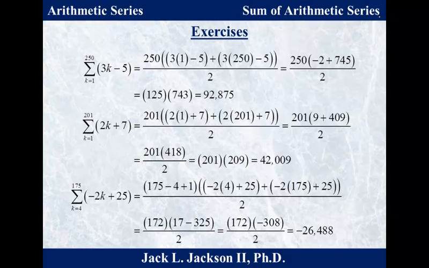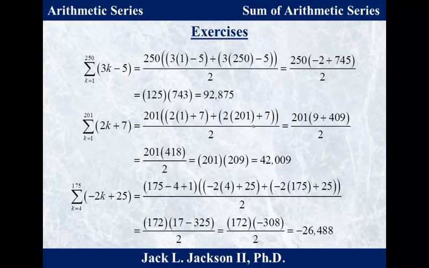Now the next one I did something interesting. Well, first of all I got a negative slope, but also the k goes from 4 to 175. But this still is an arithmetic series. We can still use the same formula. So the first term that we actually have is when k is 4. So plug in 4 to find that.